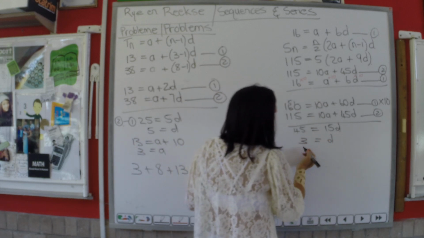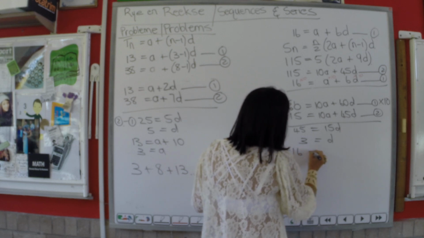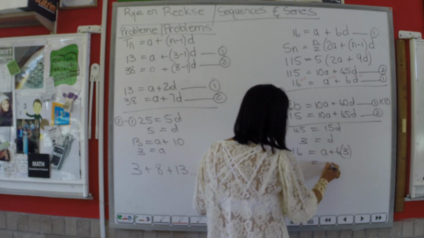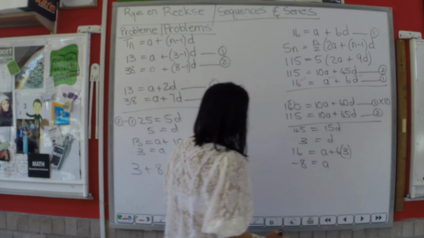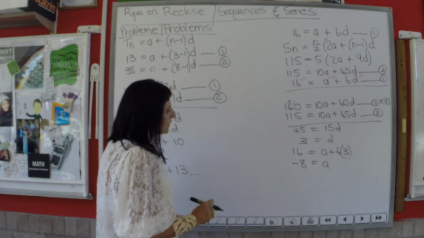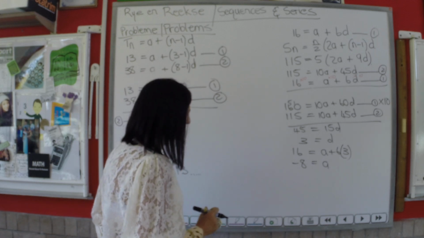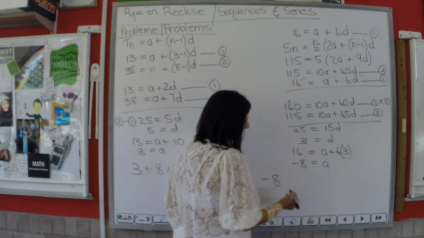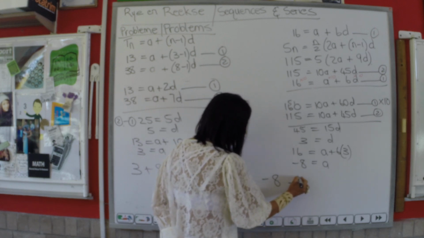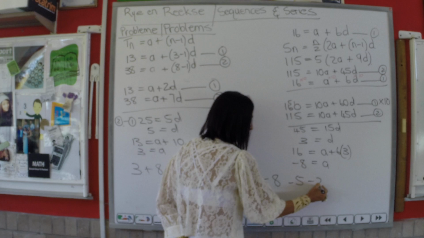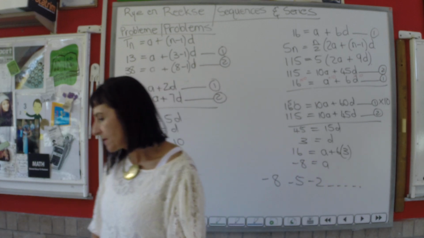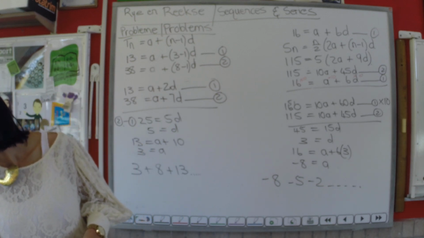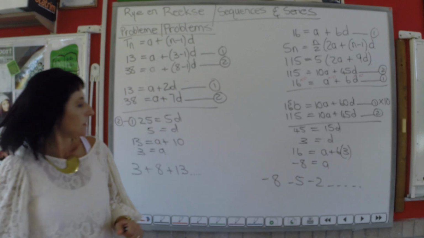And now I can resubstitute into that equation. 16 equals A plus 6 times 3, that gives me 18, so A is going to be minus 8. So now let's write down the first 3 terms of this arithmetic series. So it's minus 8, then we're going to add 3, so it's minus 5. Then we're going to add another 3, it's minus 2. So that's the first 3 terms of that arithmetic series, if you've done it 100% correctly.